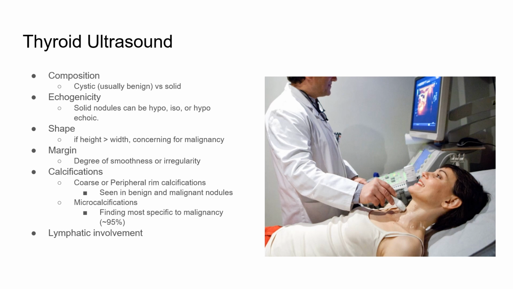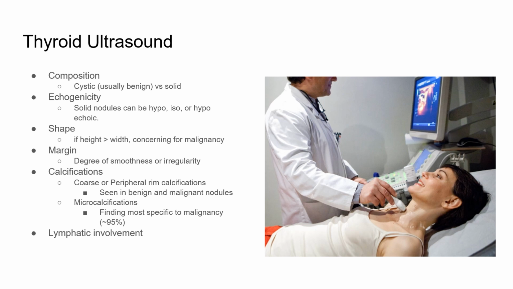But you're looking for the composition. Is it cystic or solid? The echogenicity. When you're thinking of ultrasound, everything is different shades of gray. If it's a darker color but not black, then it's hypo. If it's the same color, it's iso. And if it is a brighter color, then it's hyperechoic. And all of these can mean different things, different concerning levels, which again I'll address momentarily.